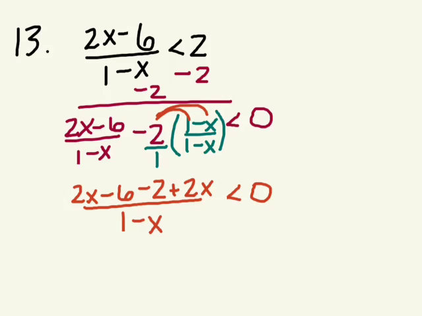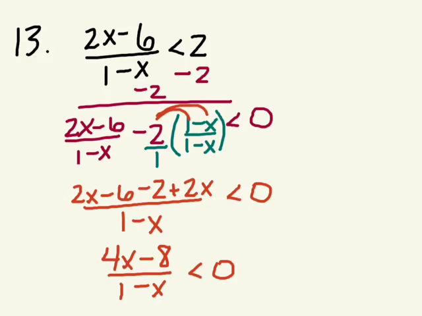And then all we want to do in the numerator is combine our like terms. I have 2x and 2x, so that gives me 4x. Negative 6 and negative 2 gives me negative 8. And there you're done with the algebra.